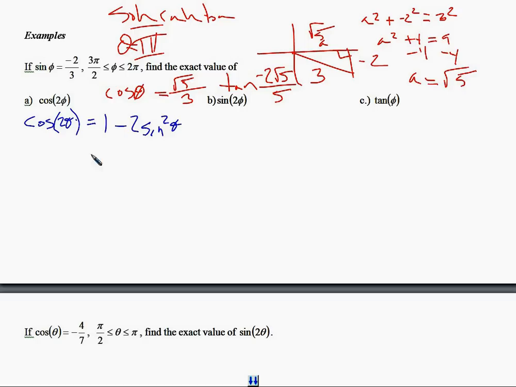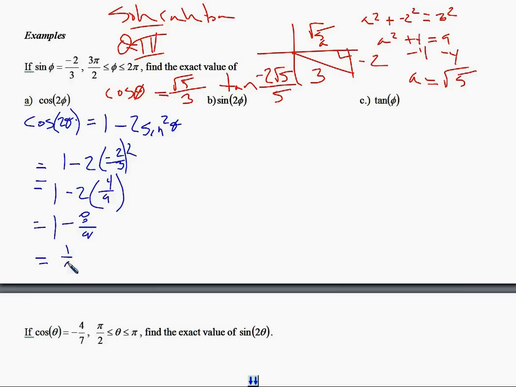And since I already had the sine, I begin to rearrange this, and the sine of that angle was -2/3, that quantity squared. And then really from this point, it's just substitution, and we're just simplifying. So I have -2, and I square both top and bottom, so that's 4/9. Multiply it by the 2, so it's 1 minus 8/9. Find a common denominator, makes this 9/9. So that leaves me with 1/9, and that is the exact value of the cosine of twice that angle.